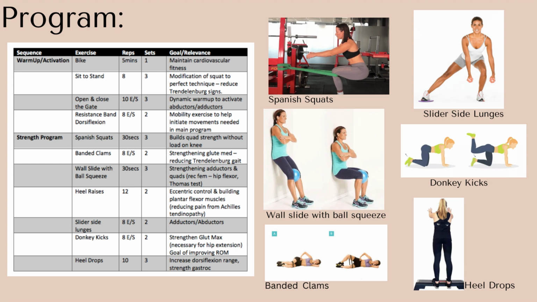The Spanish squat is used to generate strength in the lower extremities without overloading the anterior knee structures. It allows for heavy loading of the quadriceps with decreased patellofemoral pain. Patellofemoral joint pain is also associated with decreased hip strength, specifically at the abductors and external rotators. The banded clam is an important exercise in Andrea's program as it strengthens these specific muscles.